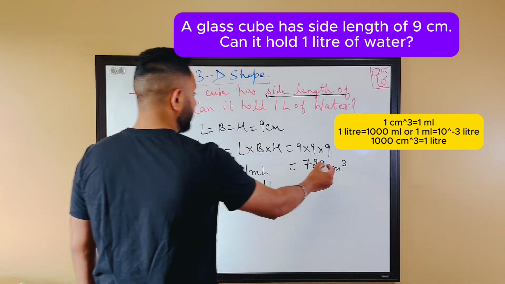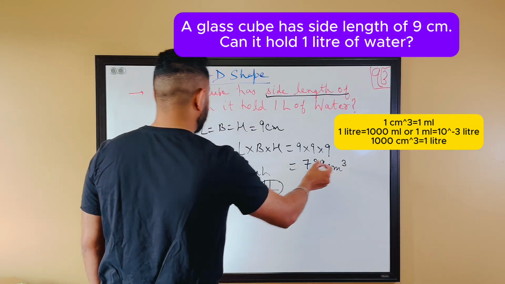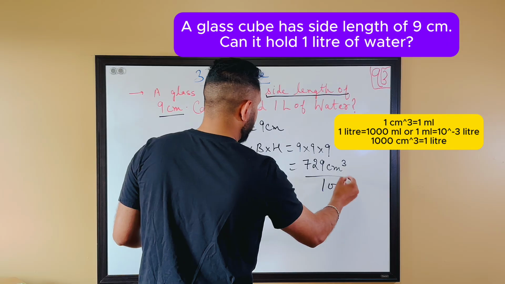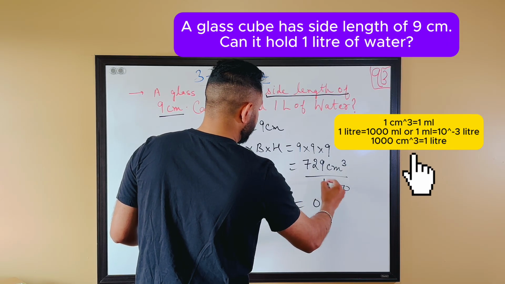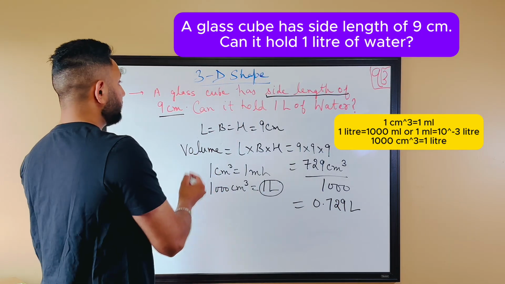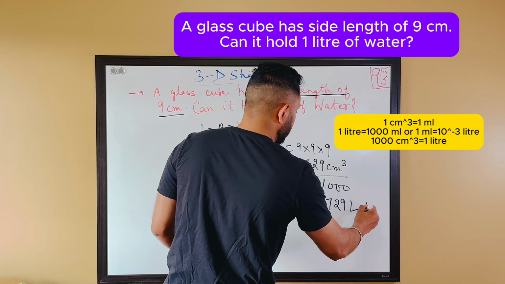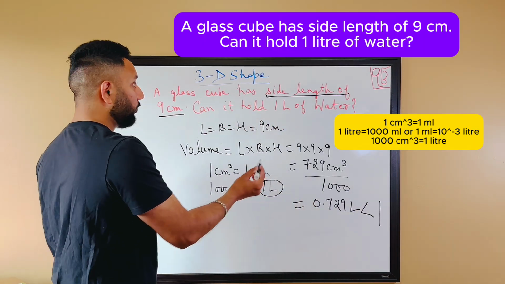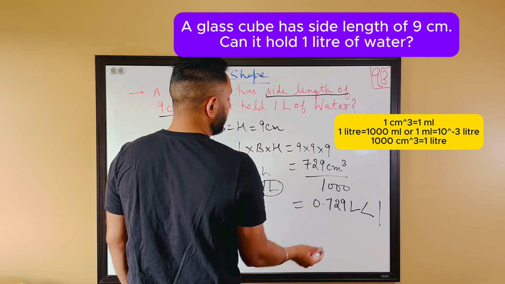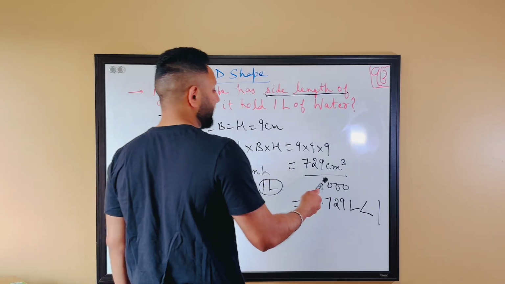So we need the units in liter, but here we got the units in centimeter cube. So if we divide 729 by 1000, it comes out to be in decimal 0.729 liter. So what we need to find out: can it hold 1 liter of water? As this is less than 1, it cannot hold 1 liter of water, because the capacity of the glass cube is 0.729, which is less than 1, so it cannot hold more than its capacity.